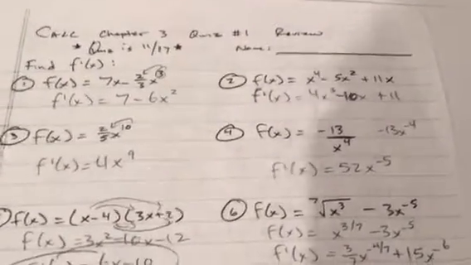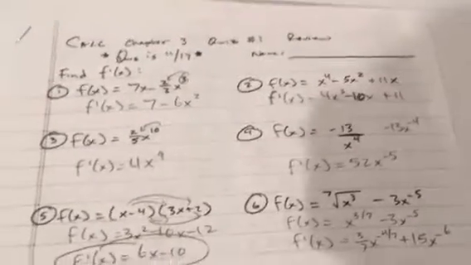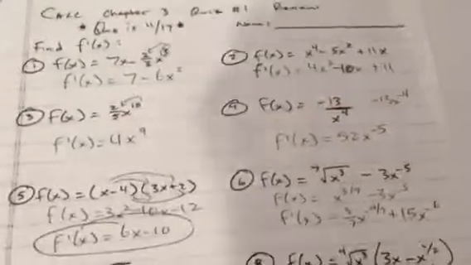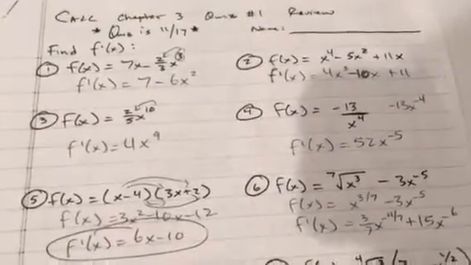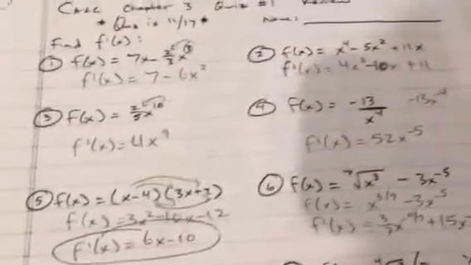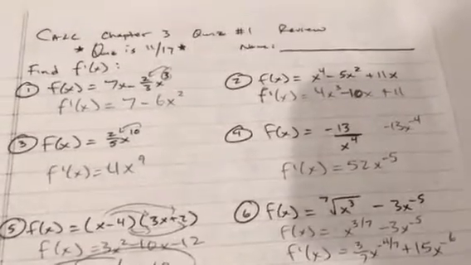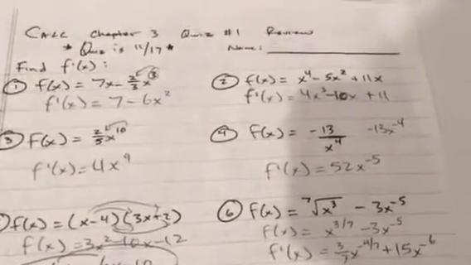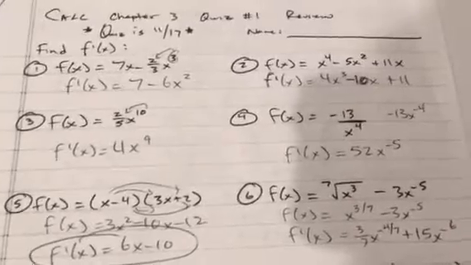Chapter 3 quiz number 1 is tomorrow, folks. Really, on this whole review, you really only need to use the quotient rule twice, the product rule maybe a few times. Other than that, it's just basic power rule, all right, as you see in 1 through 4 here.